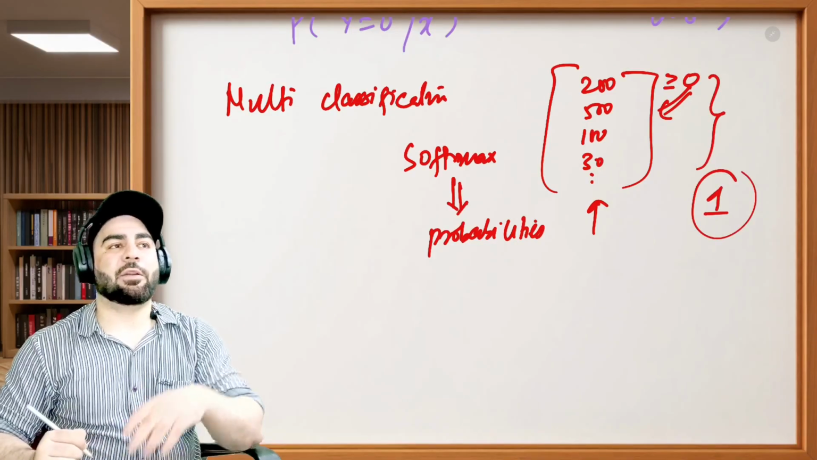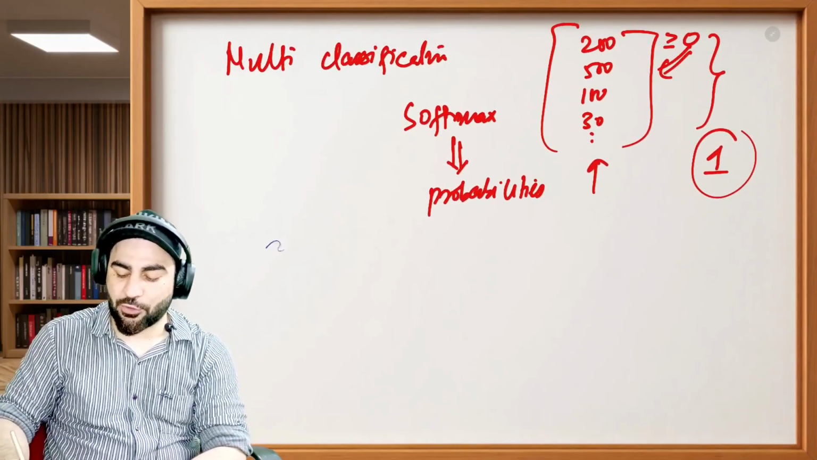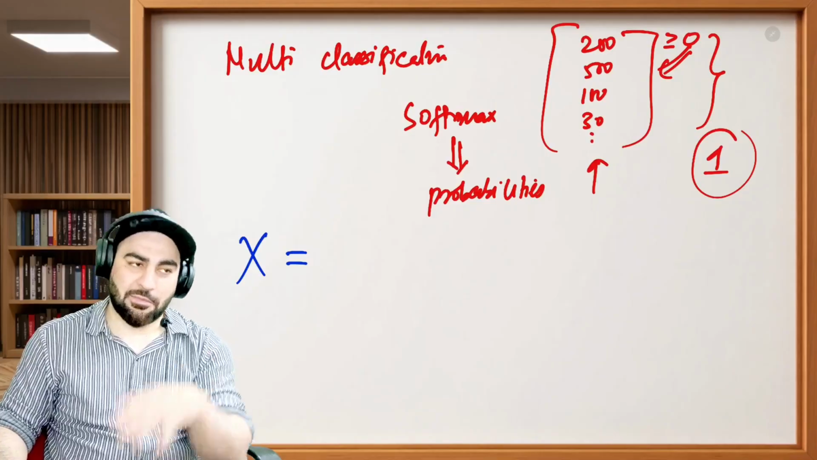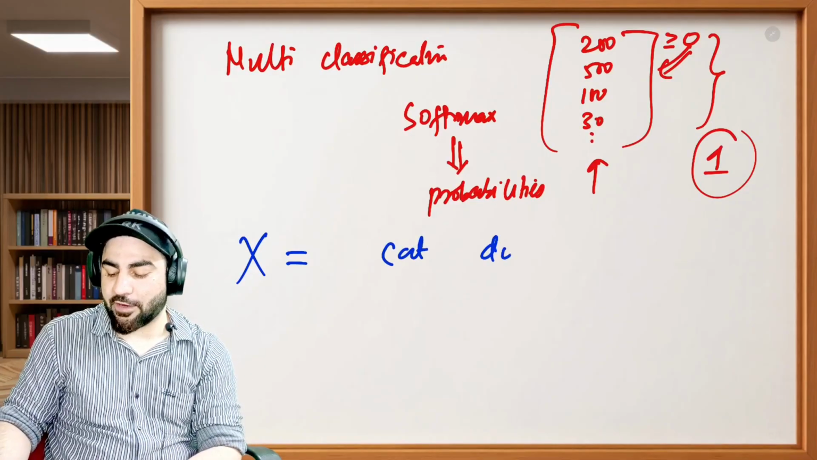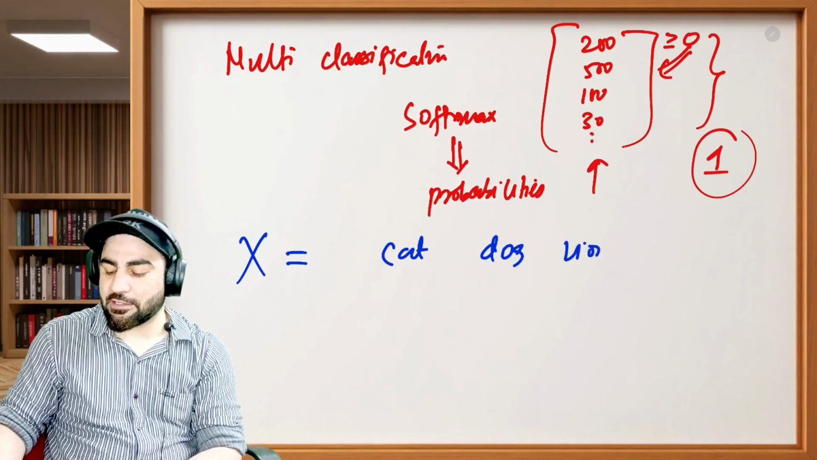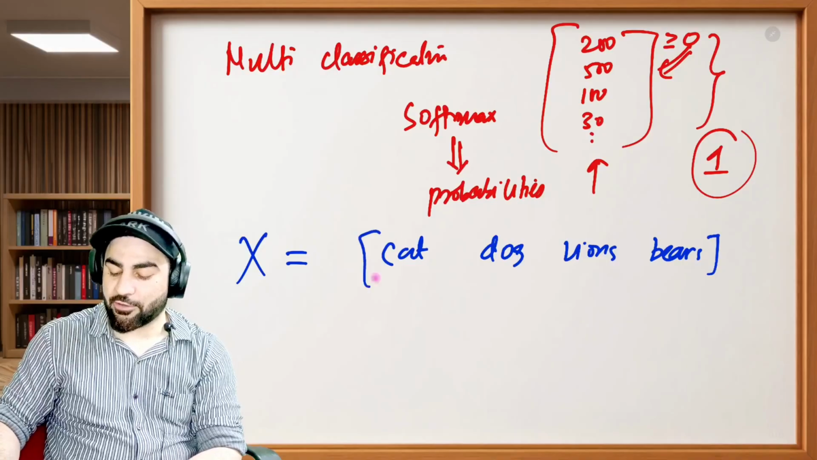Okay. And then whatever is the highest probability, so in turn, you actually wanted something of this sort. Let's suppose you have a random variable x, a multi-class classification problem, where you are classifying images. You are classifying cats, dogs, lions, bears, something of this sort. Say these are the 4 classes we have. So this is the random variable.